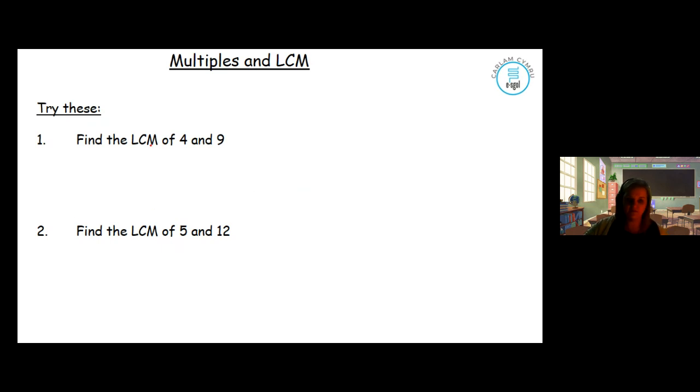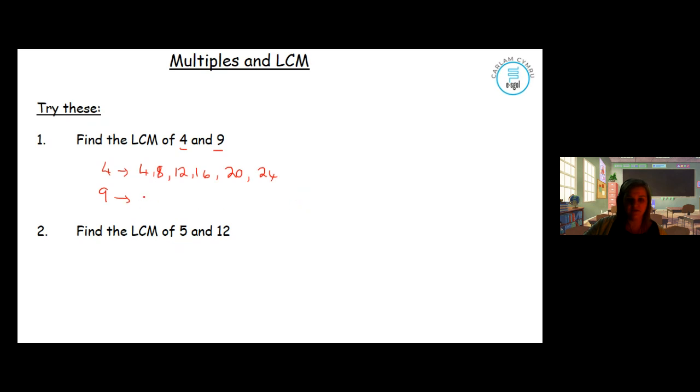Okay, so lowest common multiple of 4 and 9. So you would start by writing out your 4 times table and your 9 times table, and then you're looking for a value that comes up in both lists, and it's the first value you come to. So if I write down my 4 times table, it is 4, 8, 12, 16, 20, 24. And again, I don't know how far I'm going to go, so I'm going to stop.